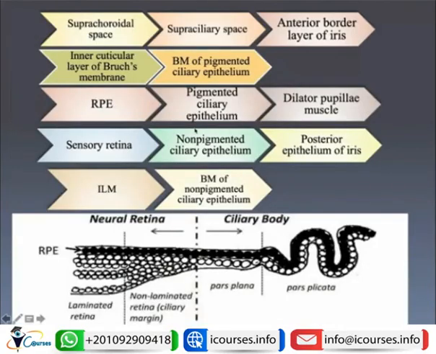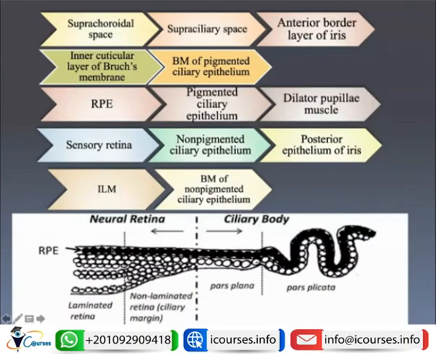So this slide I prepared to tell you about the transitions within this region. The suprachoroidal space posteriorly will be continuous with the supraciliary space anteriorly, that is, it will be continuous into the anterior border layer of the iris. The inner cuticular layer of the Bruch's membrane posteriorly will be continuous with the basement membrane of the pigmented ciliary epithelium. Here.